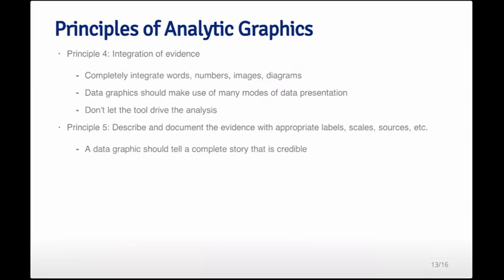The fifth principle is to describe and document the evidence that you present using labels and sources and whatever. And in particular, if you're going to be making a plot with a system like R, it's important to preserve the computer code that made the plot. So the idea is that you want to lend some credibility to the evidence that you present. So sources of where the data came from, that's very important, and how you made the plot is also important. So that's a very basic principle, and it's important for your credibility.